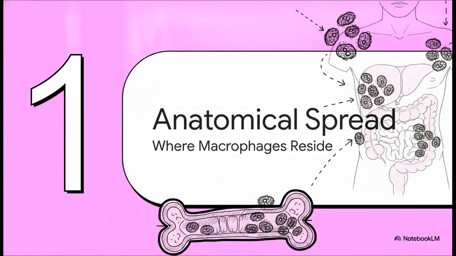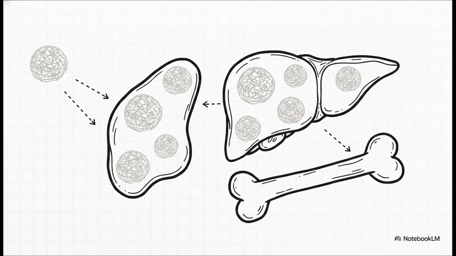Section 1, the anatomical spread, the reticuloendothelial system. Let's keep moving. Okay, so now that we know exactly what a Gaucher cell is, we really need to understand why they cause such specific, severe symptoms. I mean, they don't just float around randomly, right? Gaucher cells accumulate exactly where normal macrophages live in the highest numbers.